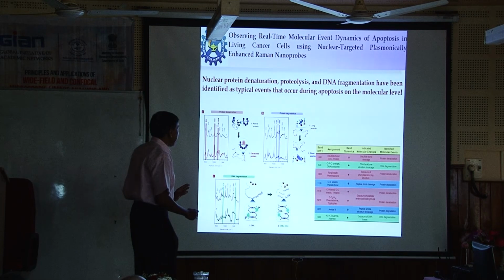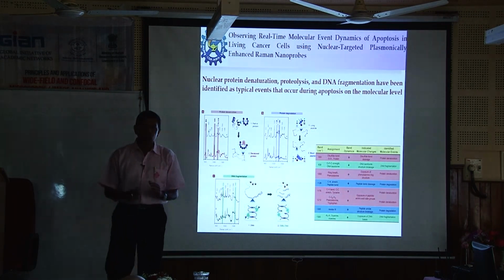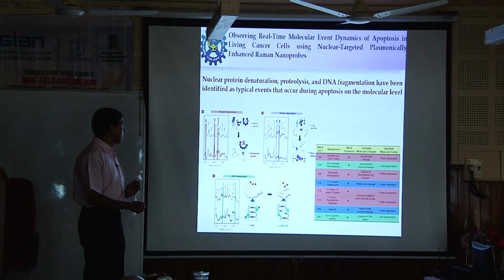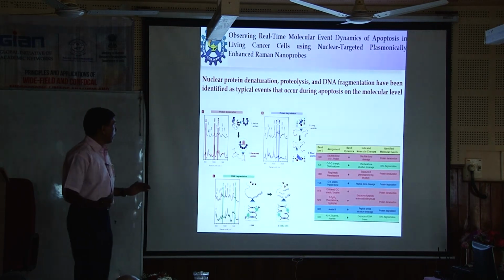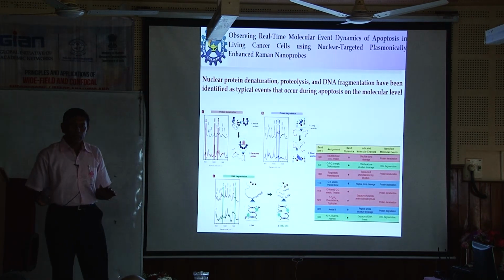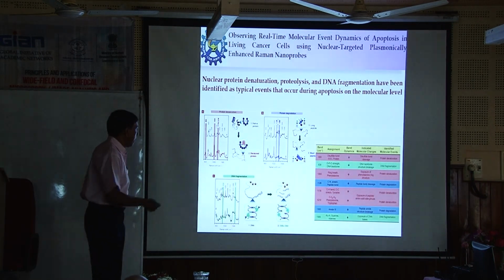This is the protein degradation stage. In the protein degradation stage, you may find the amide bond in the range of 1300-1400 regions. When it is degraded, that band disappears, and that can be translated even in cells, and they have done that.